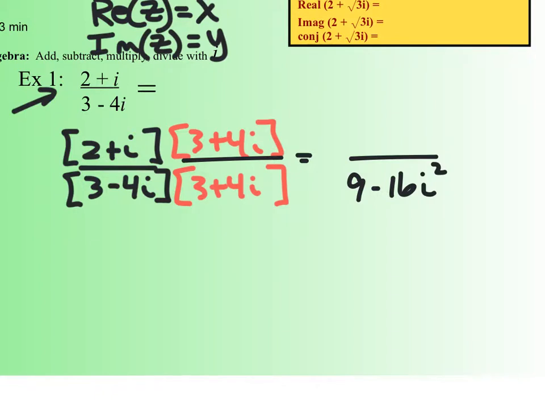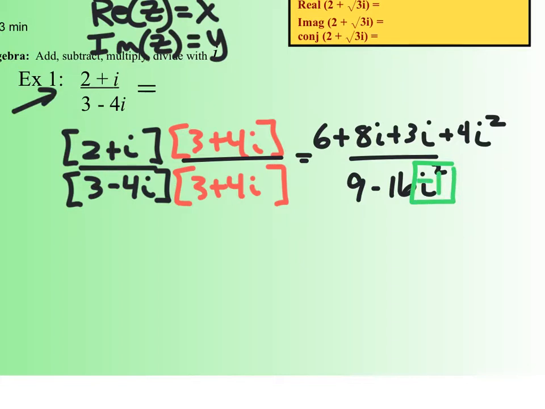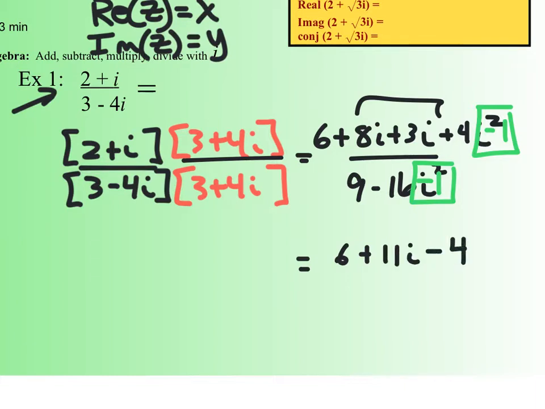Okay, in the numerator, I'm going to FOIL. I get 6 plus 8i plus 3i plus 4i squared. Recall that anywhere you see an i squared, we're going to input a negative 1. So really what I have here is 6 plus 8i and 3i will add to 11i, and then I have minus 4. In the denominator, I have 9 minus a negative 16.